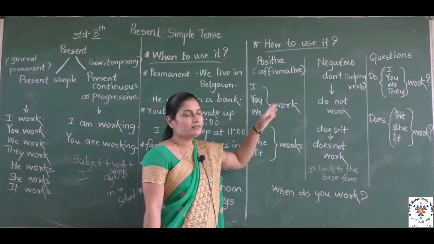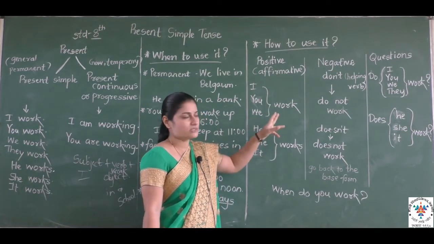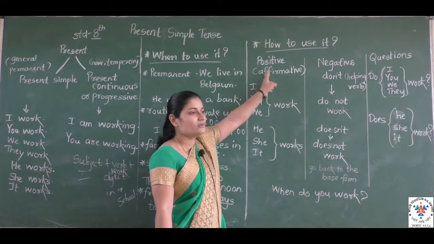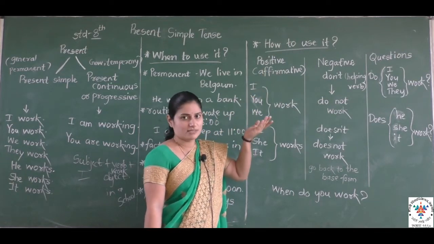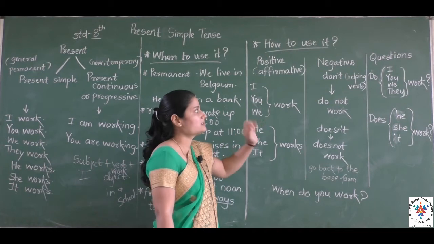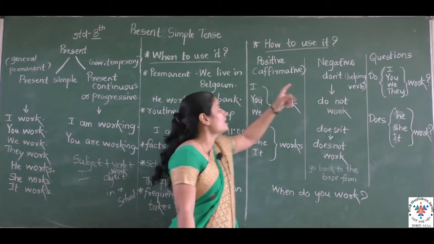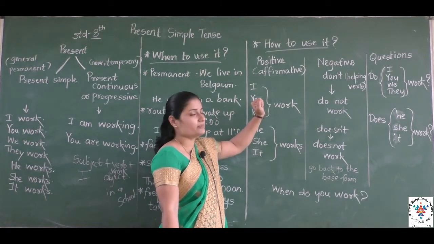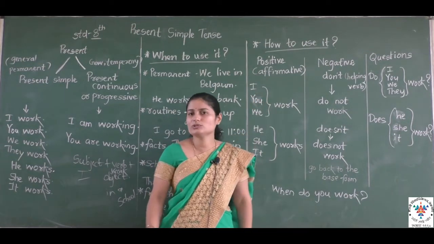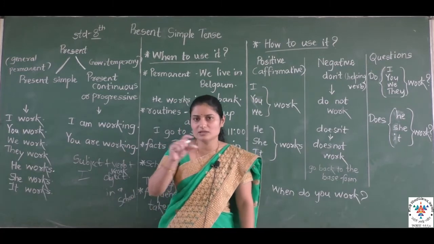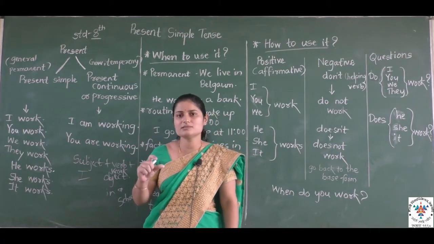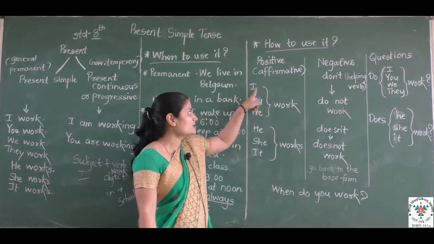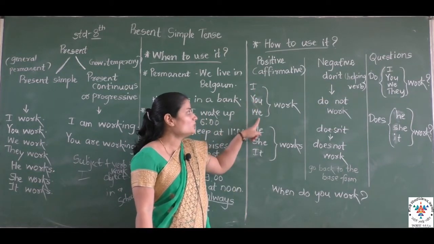I have made here 3 columns. Okay, positive, negative, questions. Positive means affirmative sentences. Positive means affirmative sentences, negative and questions. So let's look at the positive sentences, or affirmative sentences. I have told you that when you are framing a sentence in a simple present tense, the formula is subject, verb, object. So here is a subject: I, you, we.